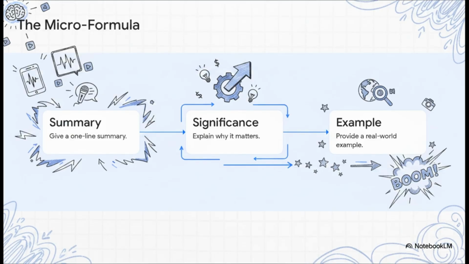Well, the source relies on a super strict micro formula. Step 1, give a punchy one-line summary. Step 2, explain exactly why it matters. And step 3, provide a quick, real-world example. And you do this while mixing in step-by-step instructions for beginners, plus a little dash of light humor to keep it entertaining. Summary, significance, example. Boom, on to the next trick. It creates this incredibly addictive, fast-paced rhythm.